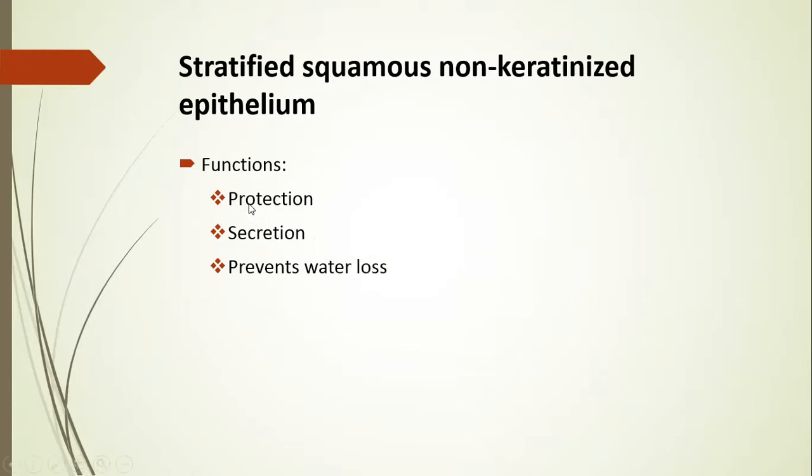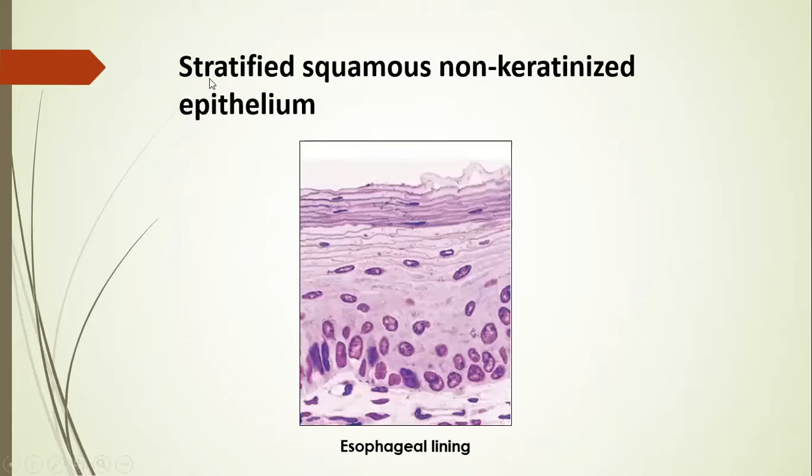Its functions are protection, secretion, and preventing water loss. The stratified squamous non-keratinized epithelium, as an example, this image in the esophagus shows the esophageal lining, a longitudinal section through the esophageal wall. In the lining we see the stratified squamous epithelium, and it is non-keratinized. We can see the nuclei of the cells in the superficial layer.